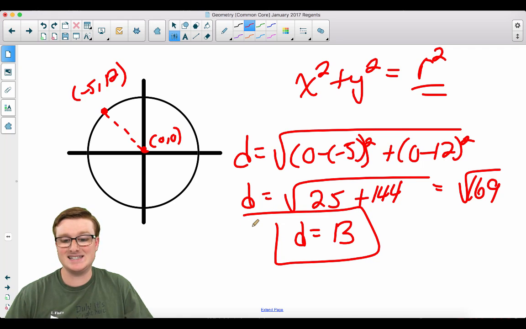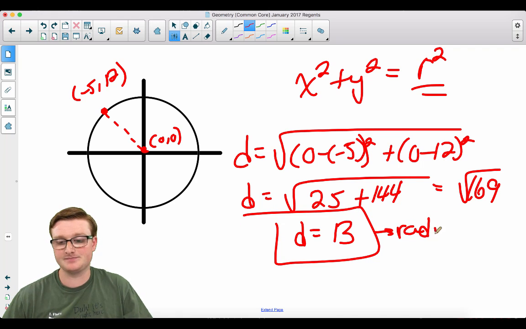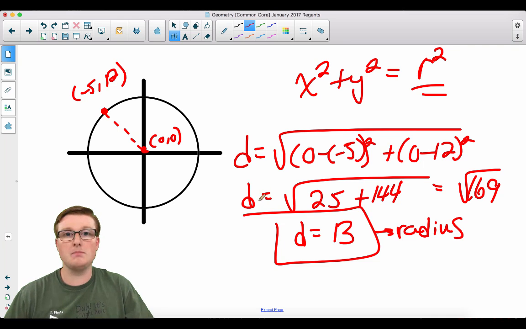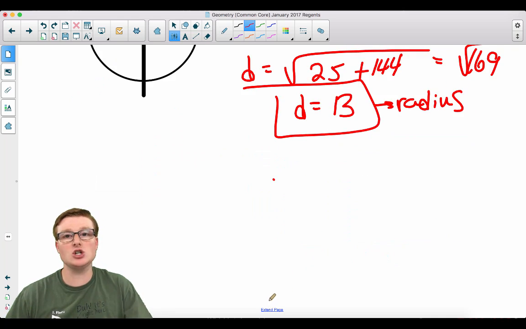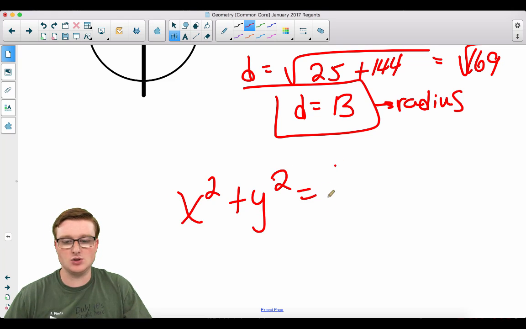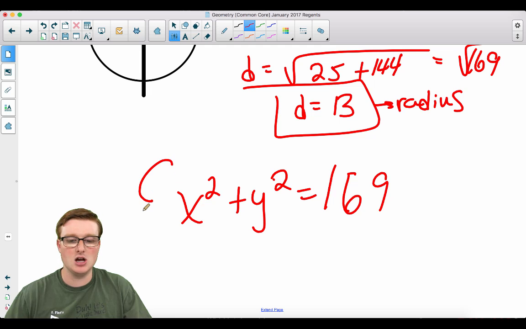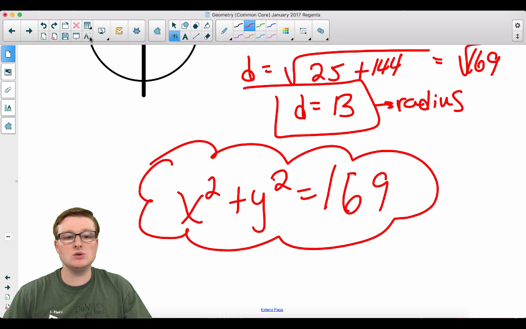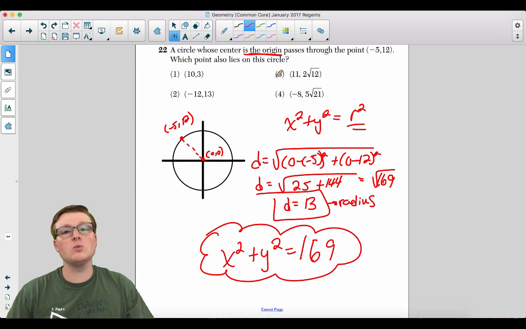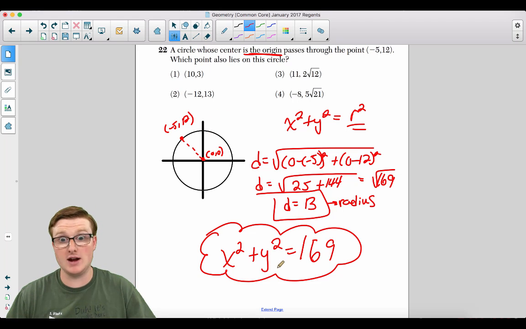So your radius is 13. Okay? So your r squared, however, is equal to 169. So your equation of this circle is x squared plus y squared is equal to 169. Ladies and gentlemen, you need to use this equation along with the multiple choice that they give you and plug in the coordinates and see which one works algebraically.